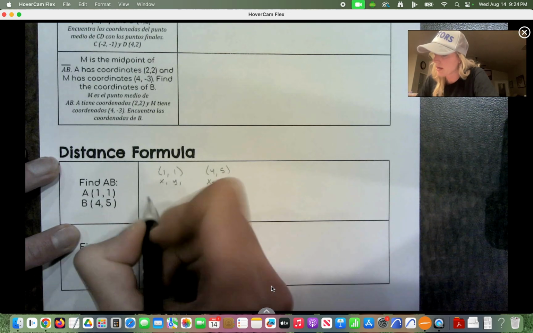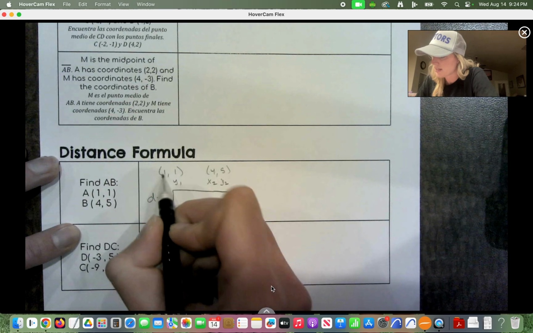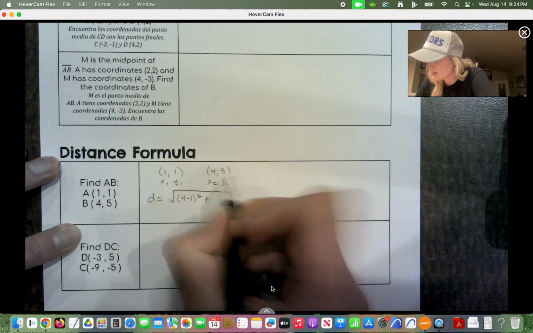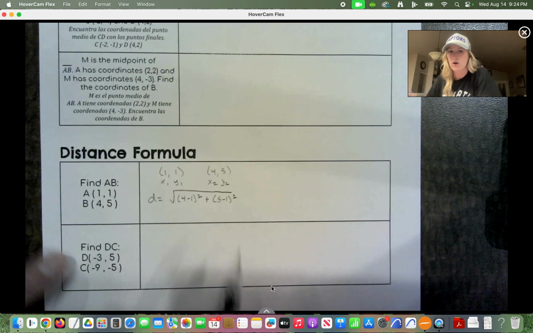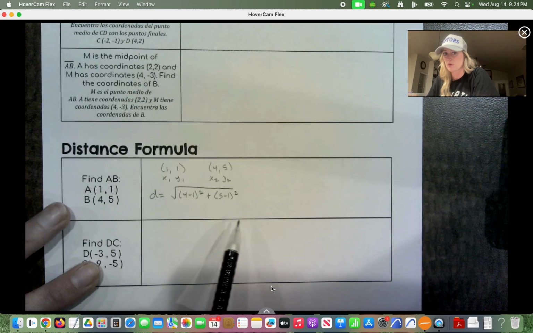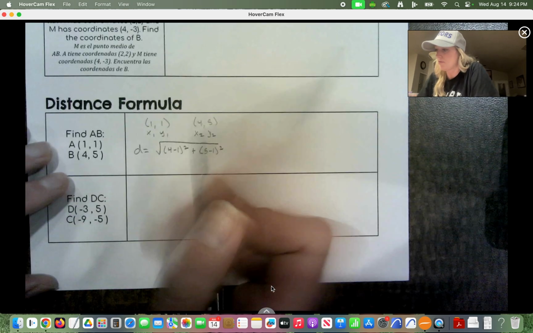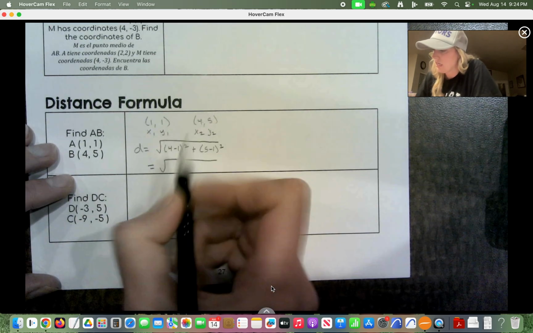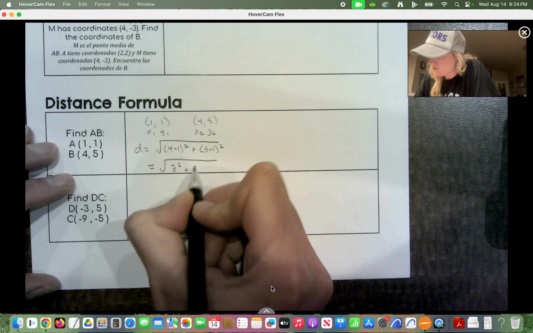So then my formula, distance equals the square root of x2 minus x1 squared. So 4 minus 1 squared plus 5 minus 1 squared, y minus y. Okay, so all I did is I substituted those values into this formula. And now I'm going to simplify. So I want to follow order of operations. I want to do the parentheses first. So everything's under this big square root. 4 minus 1 is 3. 5 minus 1 is 4.